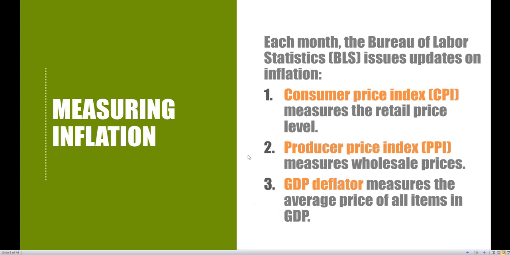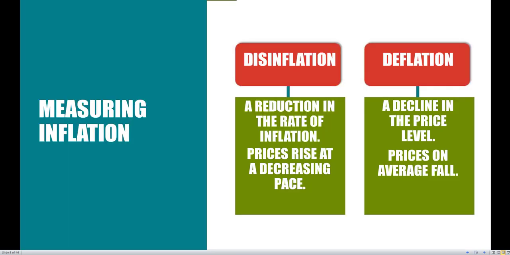So one final thing that we need to talk about with inflation is what happens if we don't actually have a positive rate of inflation. What happens if we have a negative rate of inflation? So we've only been talking about having a positive rate of inflation. And there are a few different ranges of inflation that we can go ahead and take a look at as well. We have disinflation and deflation in this instance. So with disinflation, this is a reduction in the rate of inflation, where prices are going to rise at a decreasing pace.